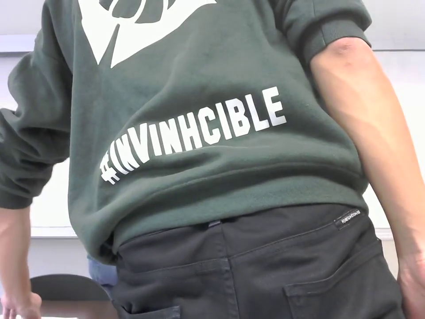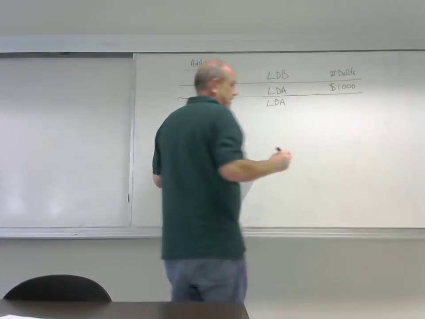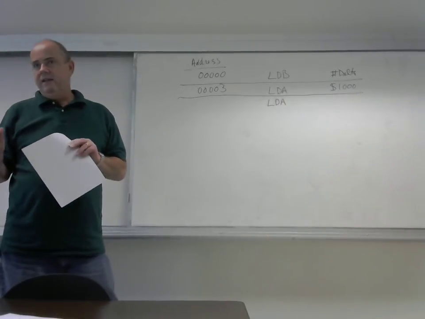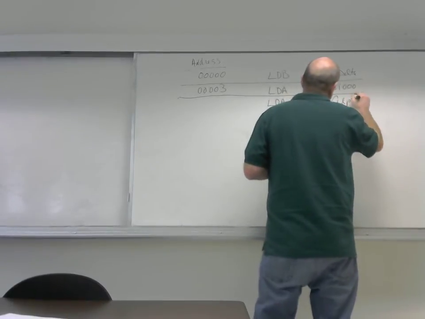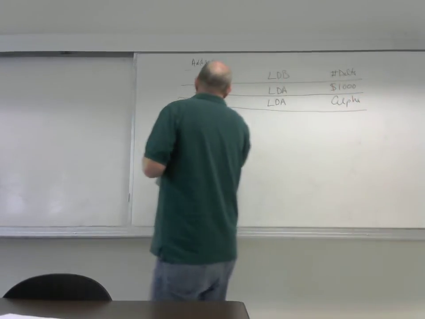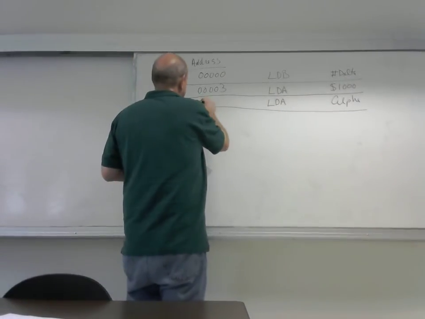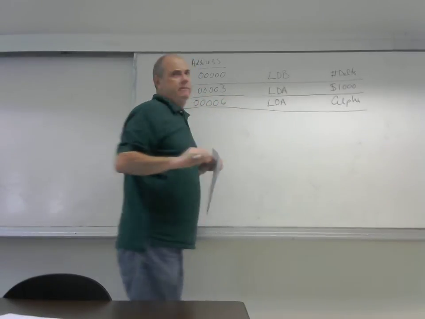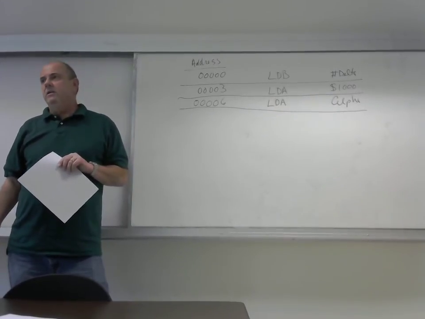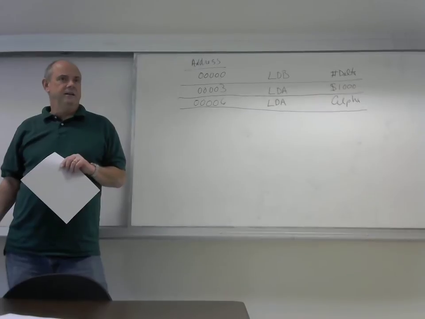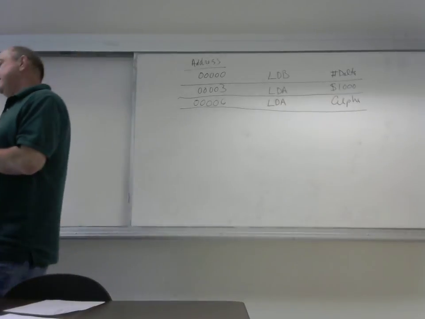Now we have LDA alpha. I used LDA because the opcode is 00, just to make this easier. What's the address of that instruction? 6. Does everybody know why it's 6? What is the size of that instruction?